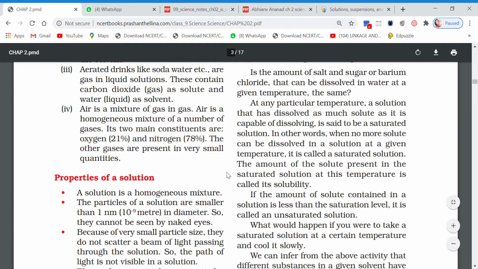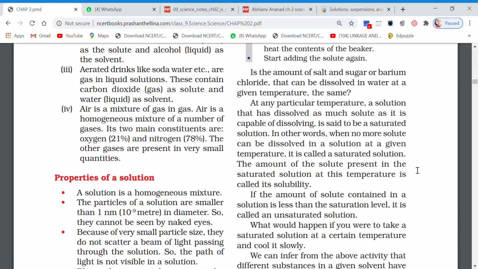Suppose children, I ask you to dissolve salt in water. You started doing that. 1 spoon, 2 spoon, 3 spoon, and fifth spoon. When you reached the fifth spoon, you said, "Ma'am, now no more solute is getting dissolved." So I ask you, beta, what is the solubility of this solution?